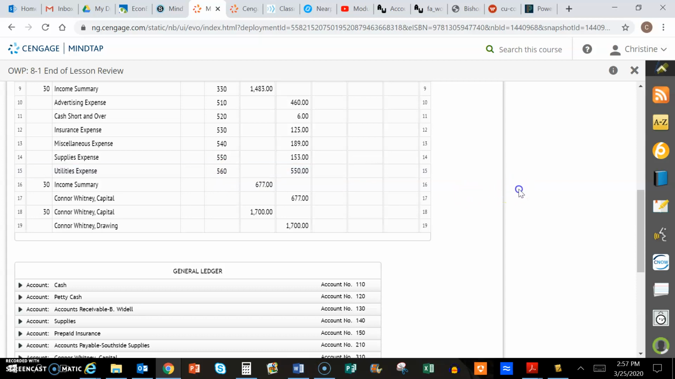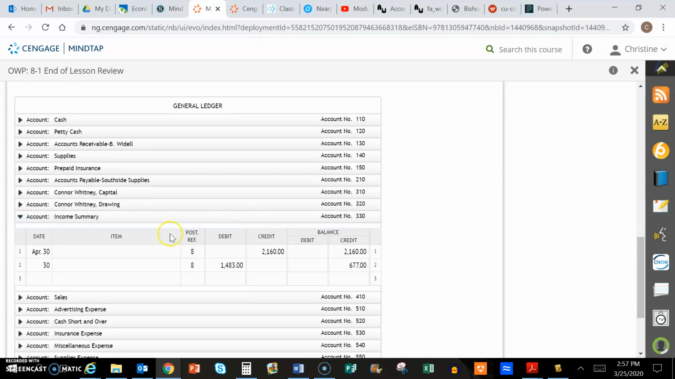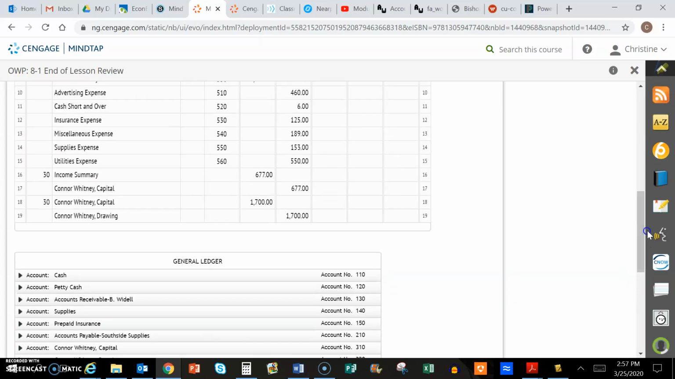Okay, so all of my expenses have been posted and they've all been zeroed out. Then I come back to income summary. It is a debit of 677. So I go back to income summary. I still need my date as the 30th. It's still coming from page 8. It was a debit of 677. This is a credit of 677, so this is going to be 0, and this will be 0. And I'll go back up here, and I'll put 330 in my post reference.